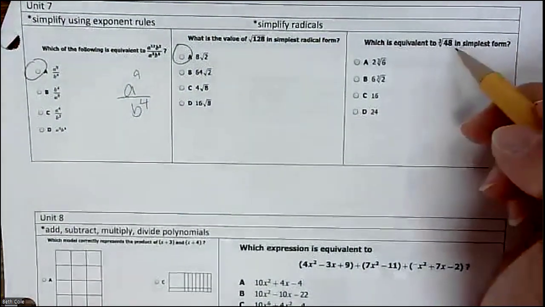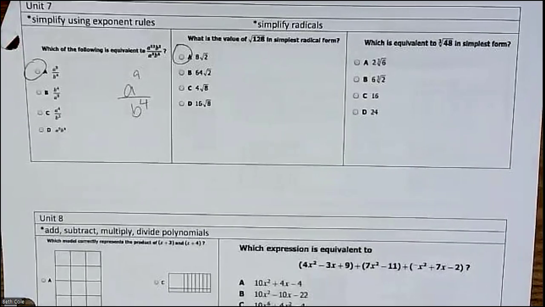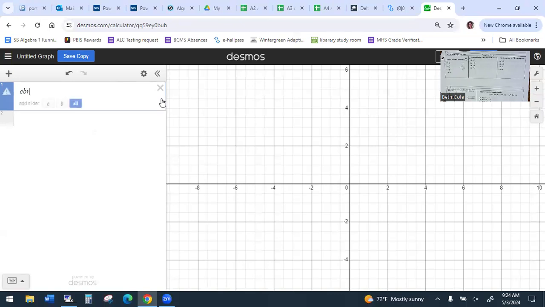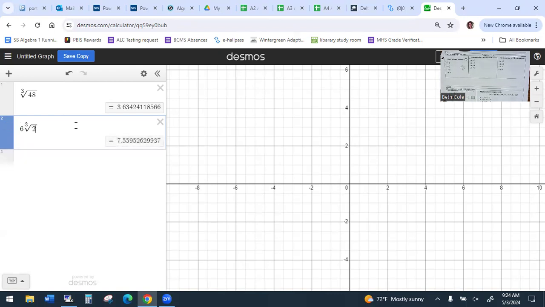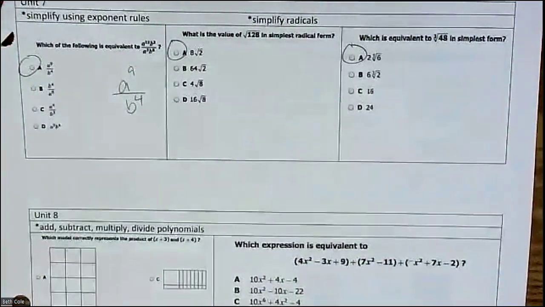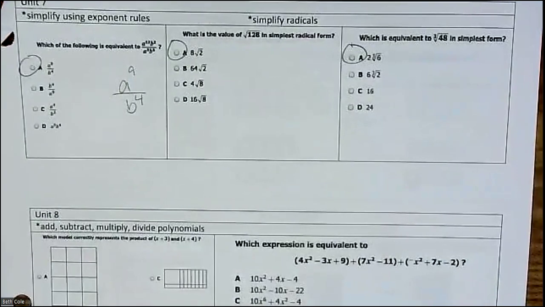Cool. All right. Oh, here's a cube root. Do you see any variables? No. Type it in the calculator. So let's type this in. CBRT, what is it? 48. Do you have a guess which one it is? You want to guess C? Well, I don't think it's going to be C or D. It's B. You want to try B? All right. 6 cube root of 2. Does that match? No. All right. So let's do 2 cube root of 6. Does that match? Yes. All right. So it's A.